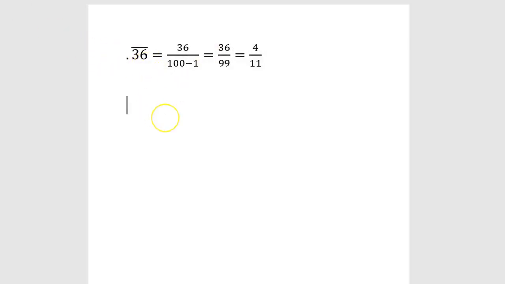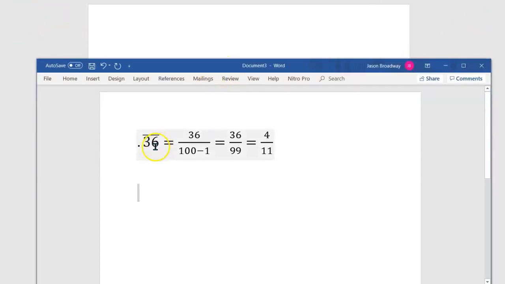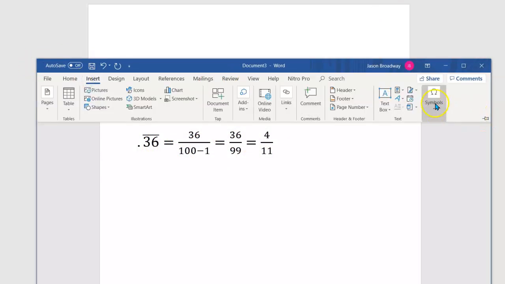Because 0.36 without the bar would be 36 over 100, right? And whatever, you reduce it, but anyway. So 0.36 bar is 36 over 99. Like another example.